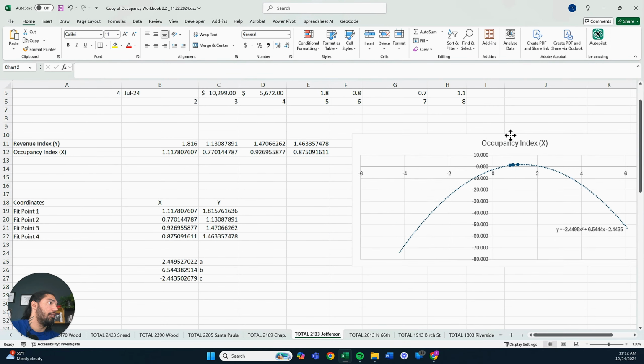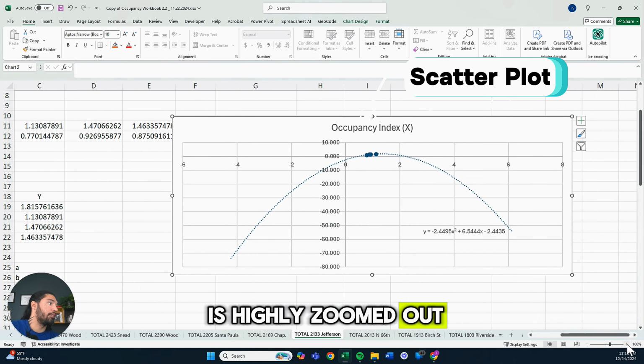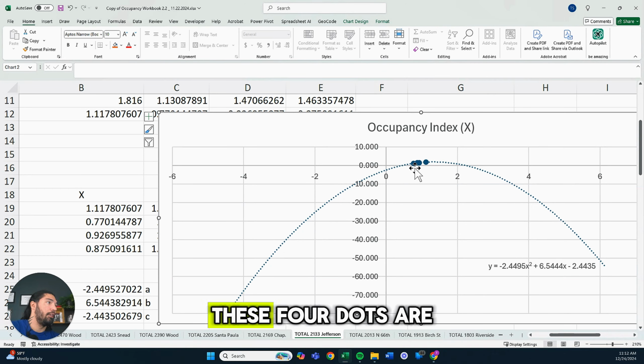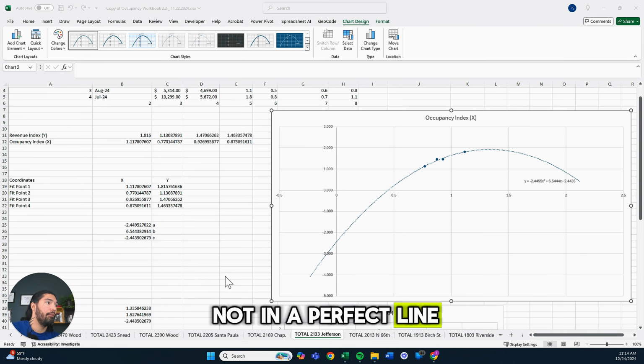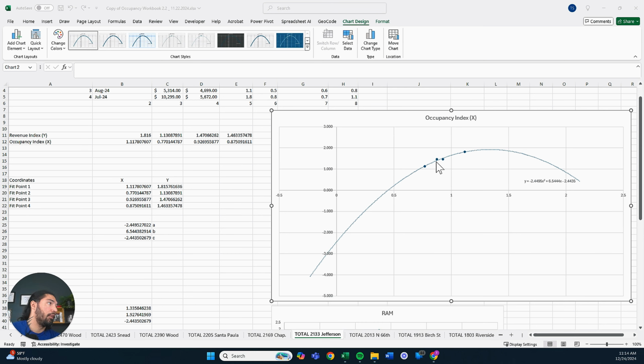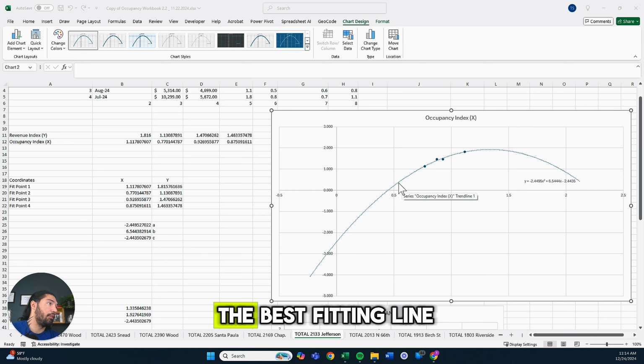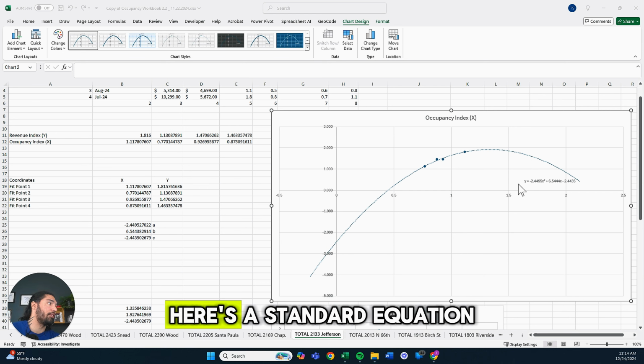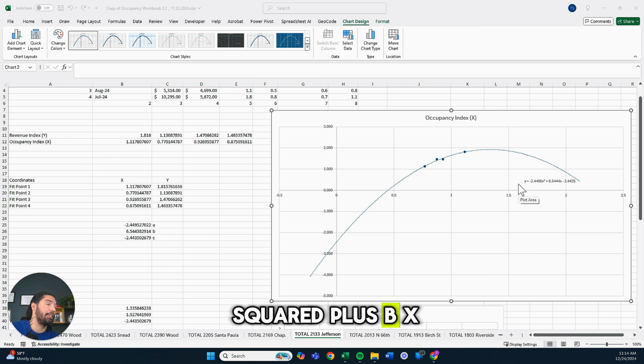So this scatter plot itself is highly zoomed out, so let's zoom in on it and take the best look we can. Now, as you can see, these 4 dots are not in a perfect line. All right, so I just zoomed in a bit on this chart so you can get a better look. So we can see that these points are not perfectly on this trend line, but this line is the best fitting line going through these 4 points, as I showed you earlier. And then here's the equation. Here's the standard equation of a parabola: y equals ax squared plus bx plus c. So there it is, right in here. All right, so this is the parabola of best fit.